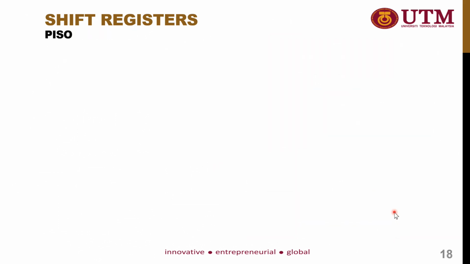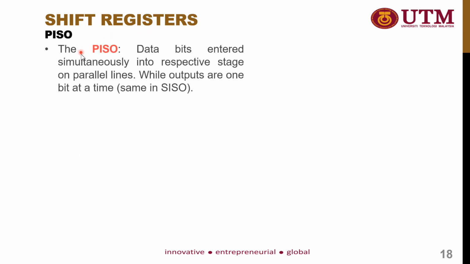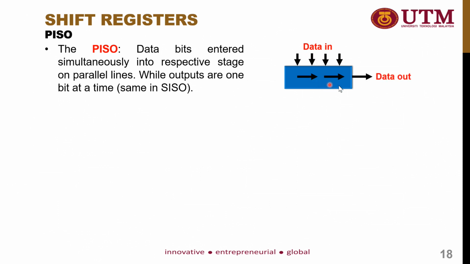Okay, next is PISO. Can you guess what the abbreviation PISO stands for? PISO is actually parallel in, serial out. In PISO, data bits are entered simultaneously into the respective stages on parallel lines, while outputs are 1 bit at a time. It is the same as SISO because we have only one output, but we have multiple inputs. The only difference between PISO and SISO is the number of inputs. The data in is in parallel, but the data out is in serial. Parallel in, serial out.